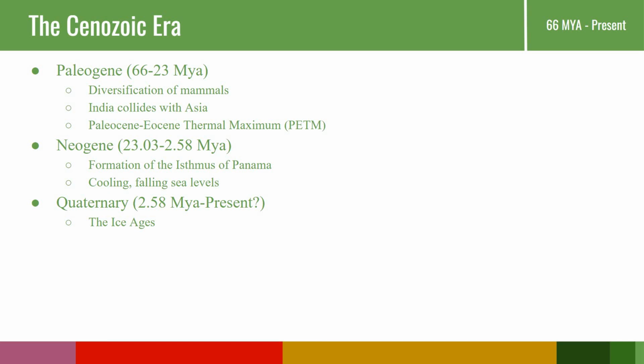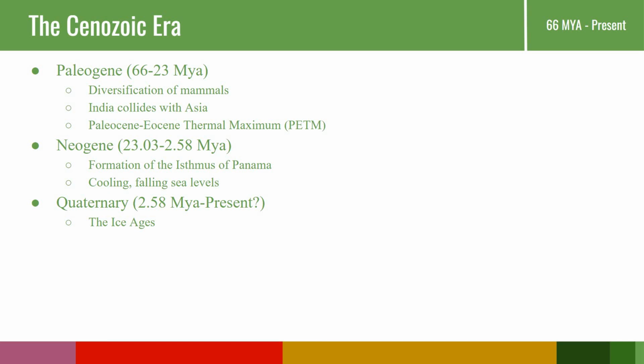The Paleogene is more than half of the Cenozoic, 66 to 23 million years ago. We see the diversification of mammals taking over many of the niches formerly occupied by dinosaurs and other creatures of the Mesozoic. We also see the collision of India with the rest of Asia and the start of the formation of the Himalayas, which are still forming and increasing in height today.